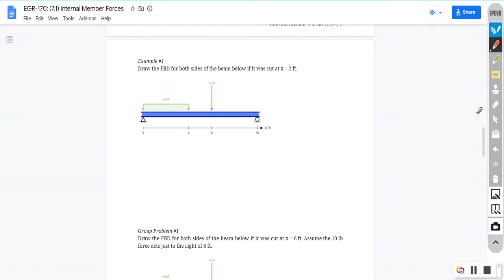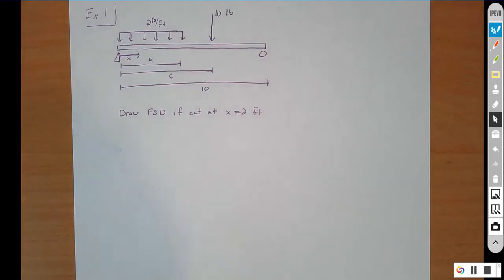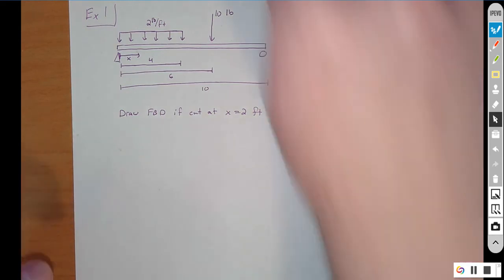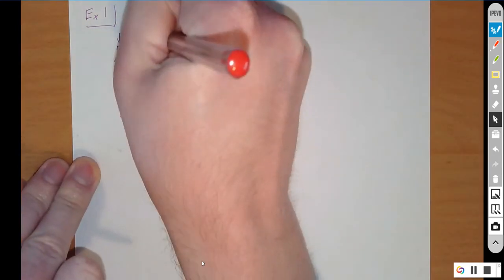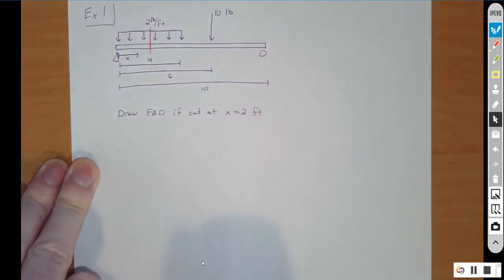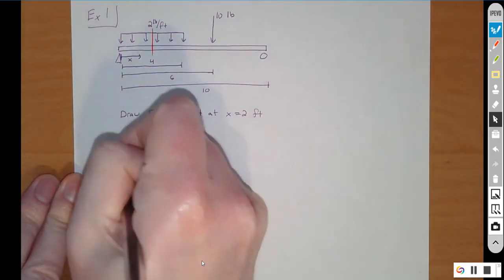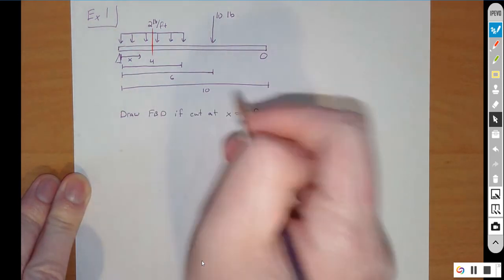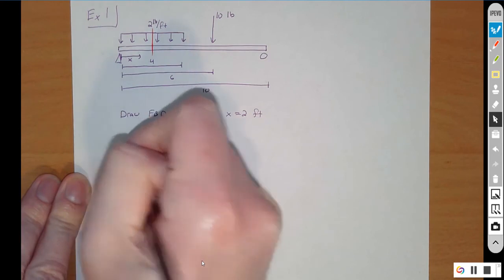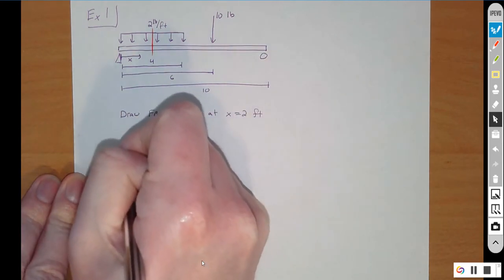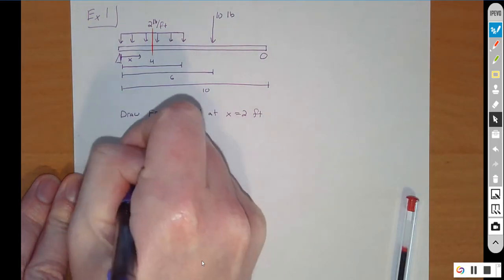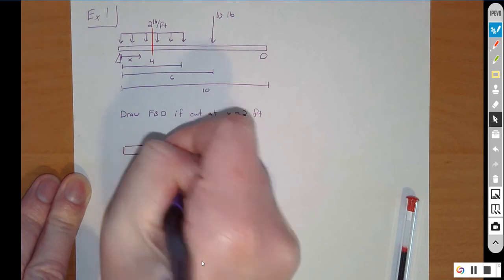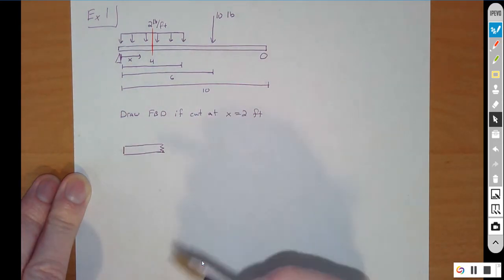So let's do that over here on the visualizer. Again, we're going to cut this beam at 2 foot, so roughly here. And then I'm going to draw both sides of the cut. Normally you'd only draw the sides you'd want to work on, but you may not know what that is yet, so it's okay to draw both sides until you get used to things. So I will just redraw the beam over here. I've cut this beam, so I'm going to exaggerate that it's been cut.